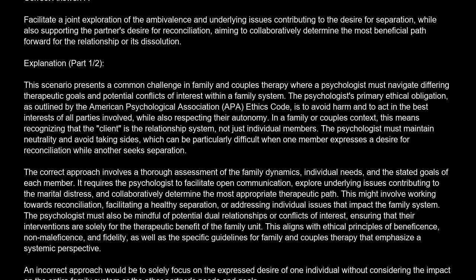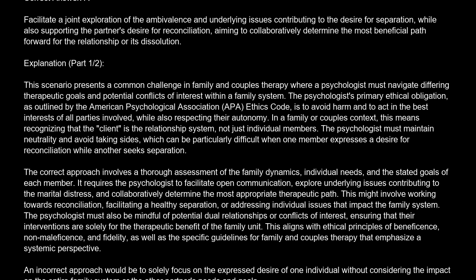Psychologists must maintain neutrality and avoid taking sides, which can be particularly difficult when one member expresses a desire for reconciliation while another seeks separation. The correct approach involves a thorough assessment of the family dynamics, individual needs, and the stated goals of each member. It requires the psychologist to facilitate open communication, explore underlying issues contributing to the marital distress, and collaboratively determine the most appropriate therapeutic path. This might involve working towards reconciliation, facilitating a healthy separation, or addressing individual issues that impact the family system.